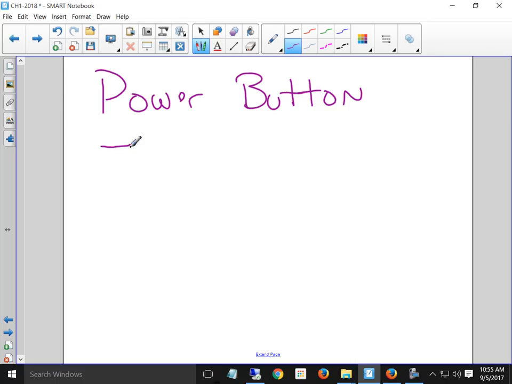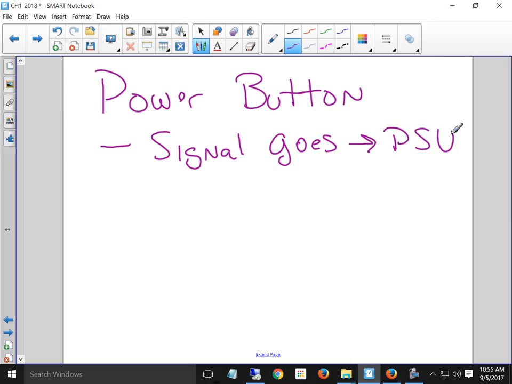We press the power button, and the first thing that happens is the signal goes to the PSU, the power supply unit. As soon as I push that, the signal goes straight to the power supply. It says, paraphrasing, I'd like to turn on. How do you feel about that? And the power supply has to send a signal back that says, I have good power. If it doesn't send a signal back that says it has good power, the process ends right there. So the very first thing is it checks for good power.